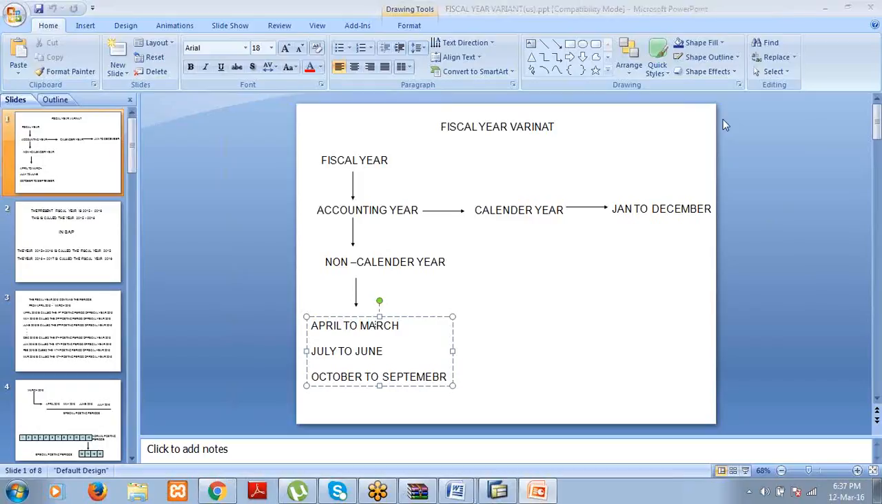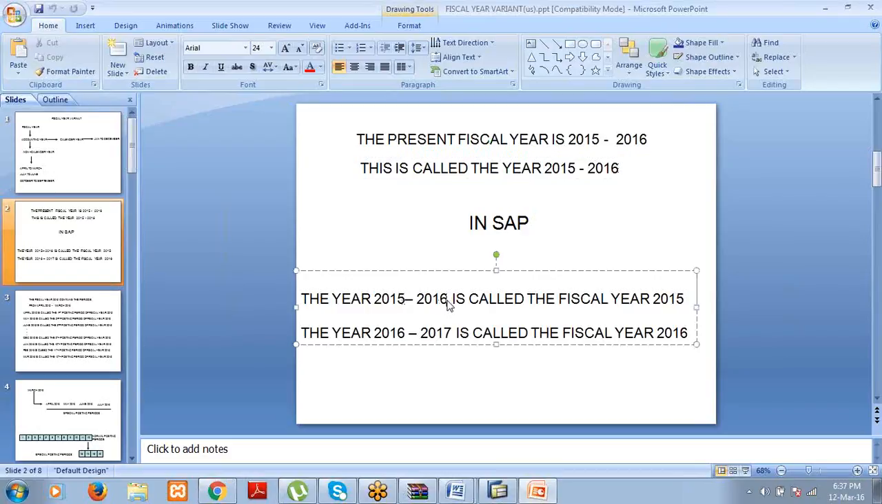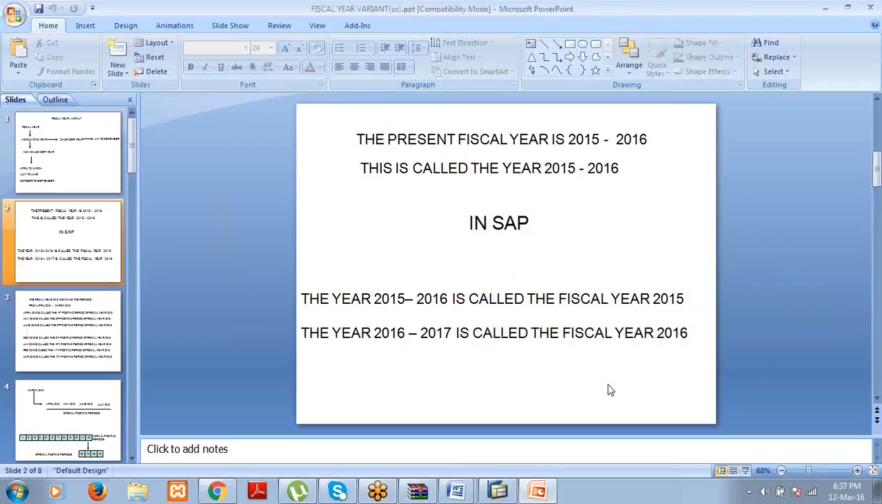Okay, that's fine. Anyhow, in India and UK, the present fiscal year is 2015 and 2016. This is called the year 2015 and 2016. But in SAP terminology, the year 2015 and 2016 is called the fiscal year 2015. Similarly, the year 2016 and 2017 is called the fiscal year 2016. Means in SAP, the fiscal year is represented with the first part of the accounting year.